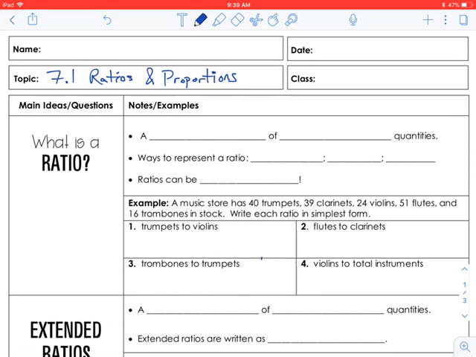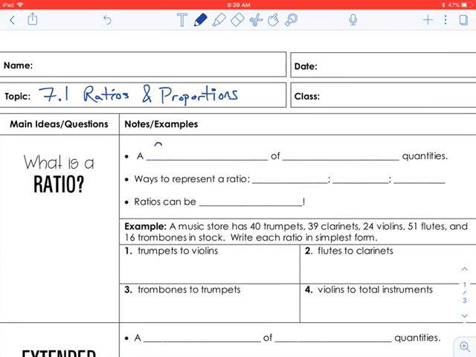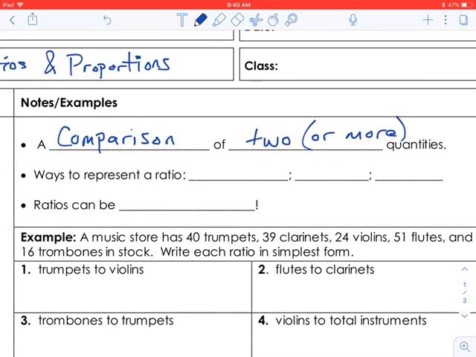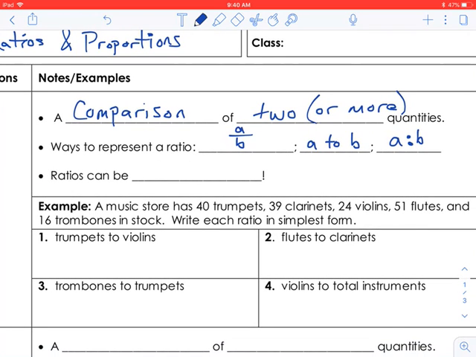A ratio is a comparison of two or more, because we're going to sometimes have more, quantities. The most common way to represent a ratio is a fraction, A over B. Or you can say A to B, or A to B with a colon. And ratios, no matter how you represent them, should always be simplified.